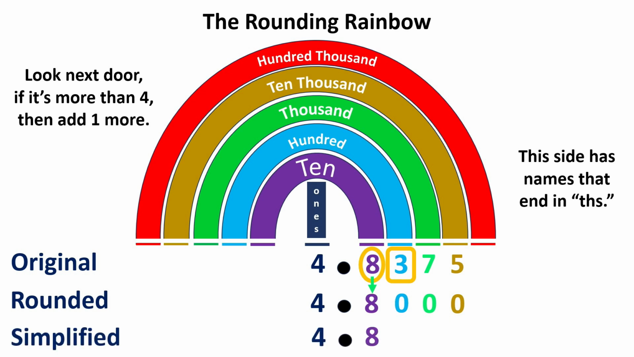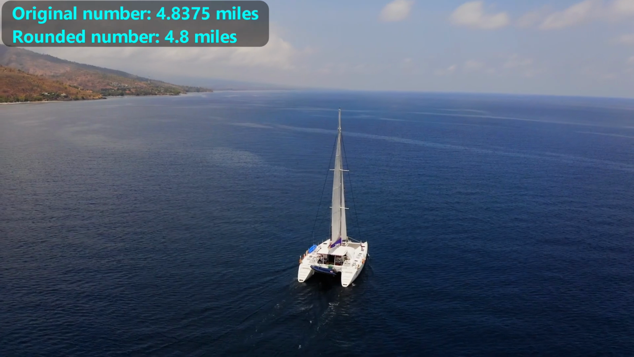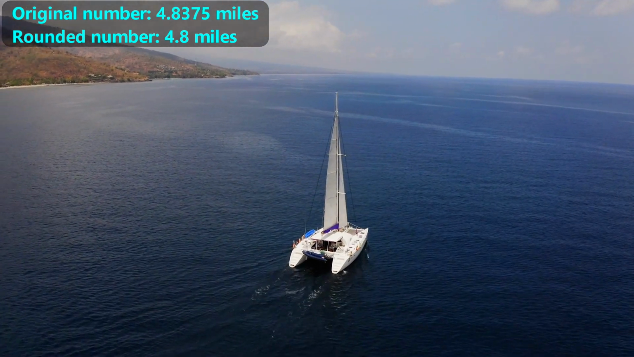Here's a simpler way to write the final answer. We pronounce this as 4 8/10. The boat is about 4 8/10 of a mile from the shore.